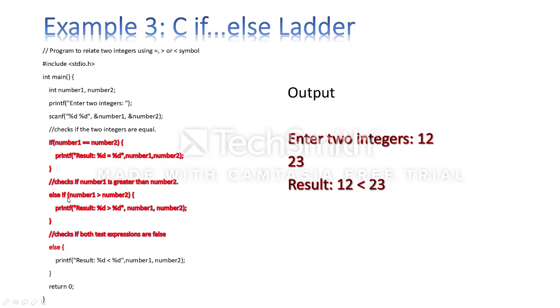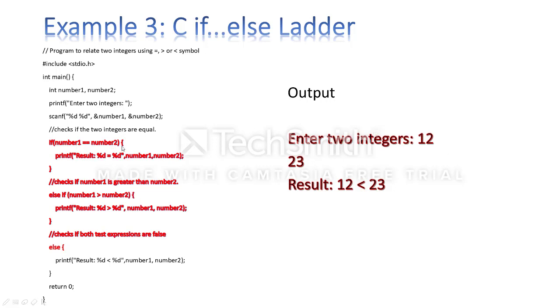Otherwise, else if means if the above is not correct, then I am going to else if number 1 is greater than number 2, then I am printing this thing. If both of these are not true, I am going to this line. Okay, so let's see the output here. I am entering the two numbers 12 comma 23.